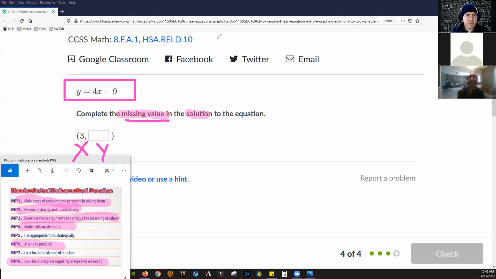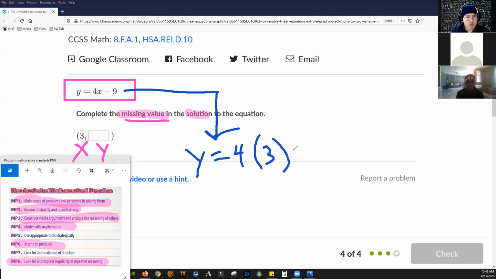If I were to rewrite this equation with this x and this y value, that would be y equals, because we don't know what y is, but we do know what x is. So I can say 4 times 3, which is our x value, minus 9. So all I did was rewrite the equation, but instead of using x, I used the actual value that they gave us, which is 3.